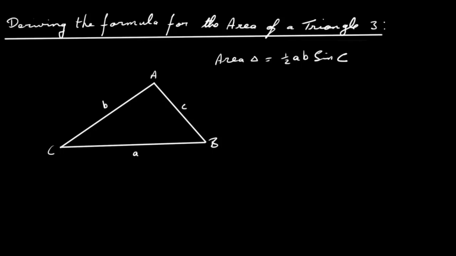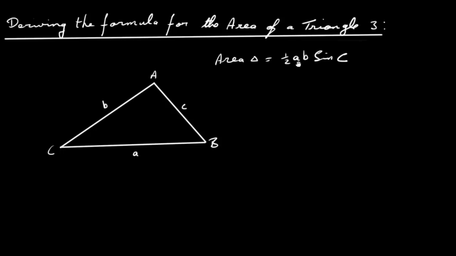In this video, I'm going to have a look at deriving this particular formula here. Area of a triangle is equal to half ab sine C. So I have a triangle here, triangle ABC, with angles. This is angle A here, this is angle B here, this is angle C here, and sides small a, small b, small c.